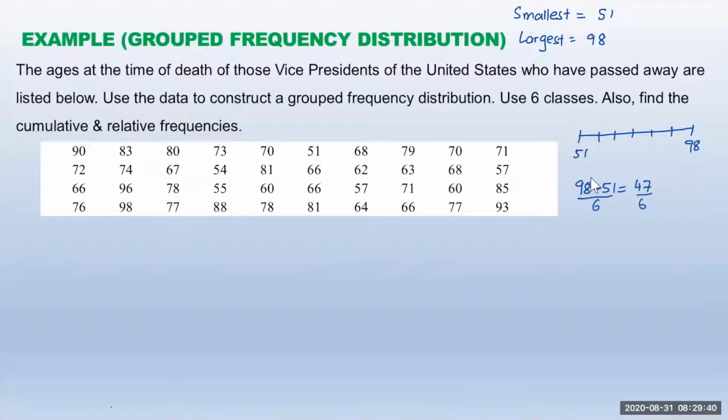You will get 47 divided by 6, which is approximately, not exactly, but approximately 8. If it was 48, it would be exactly 8. So I'm writing approximately 8, and we have to go by 8. So 51 up to 58.